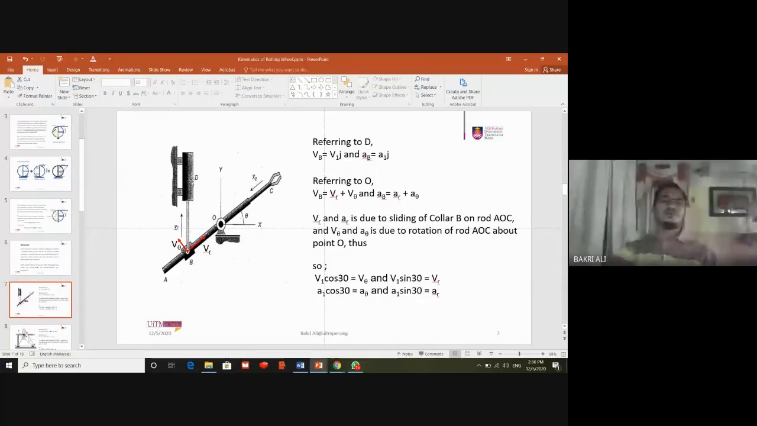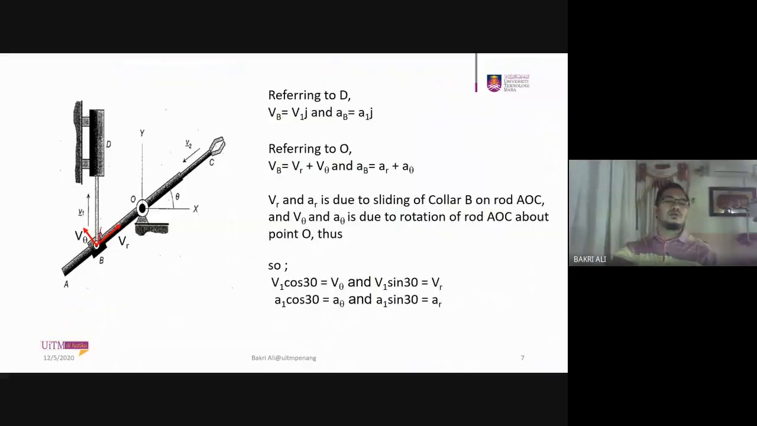which is a fixed point, then the velocity of B is given by V1 in the J component. It is vertical, so this is V1. This V1 gives the absolute velocity of VB in the J component, and if it has acceleration, AB equals A1 J.